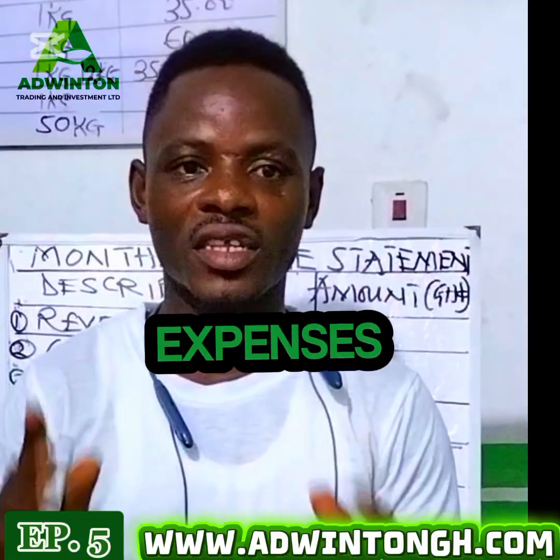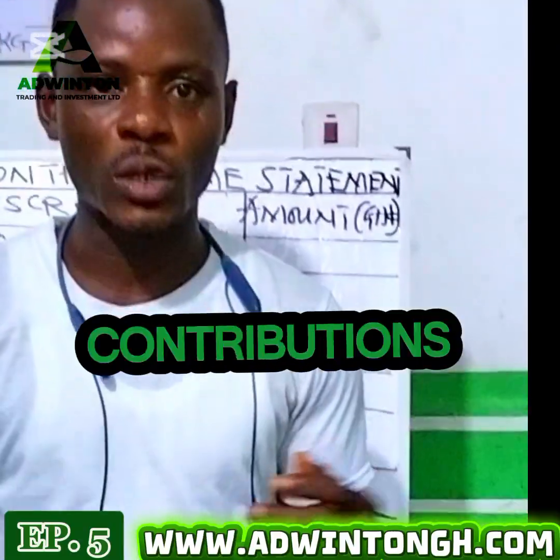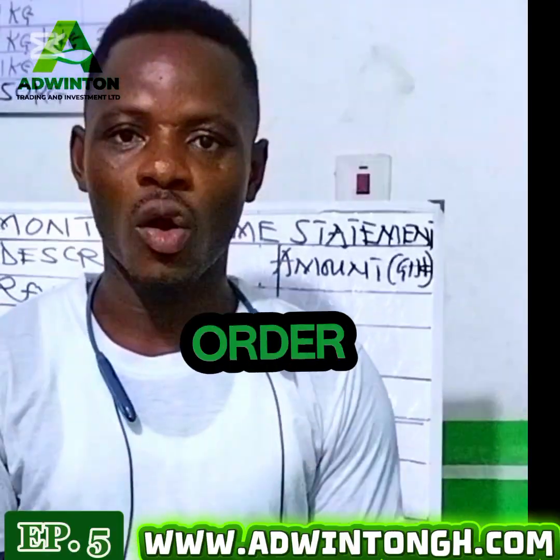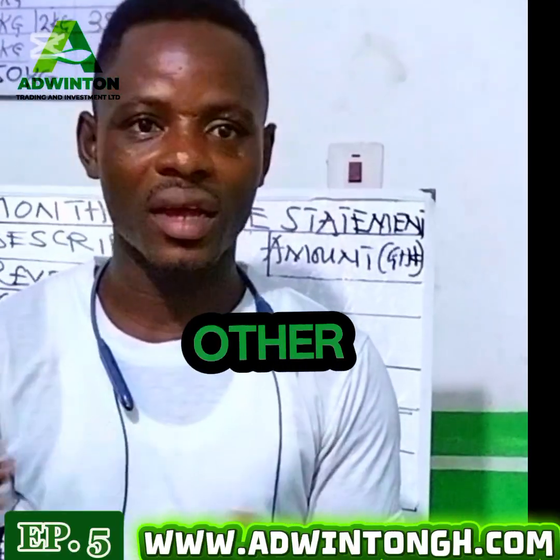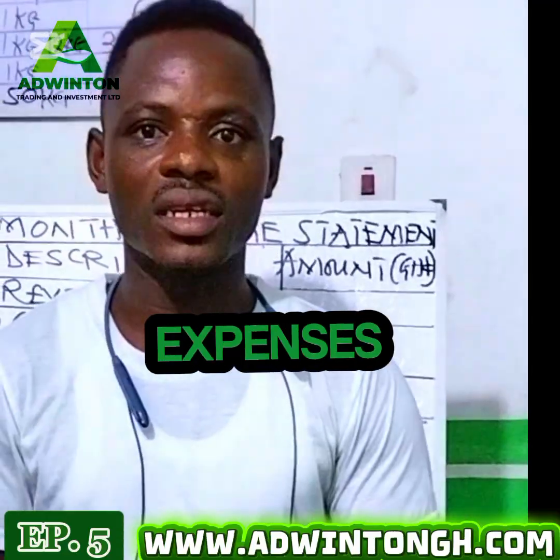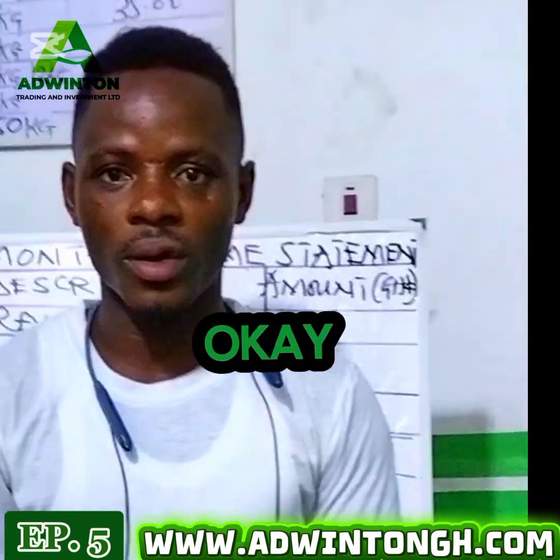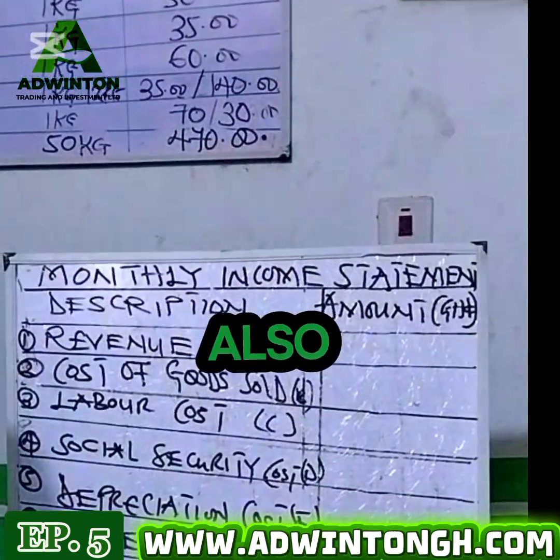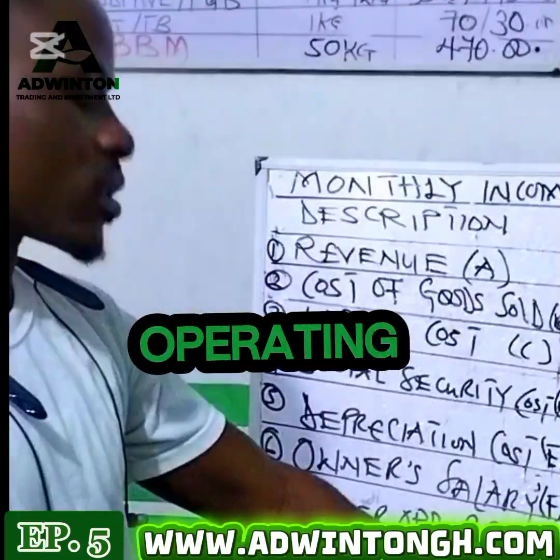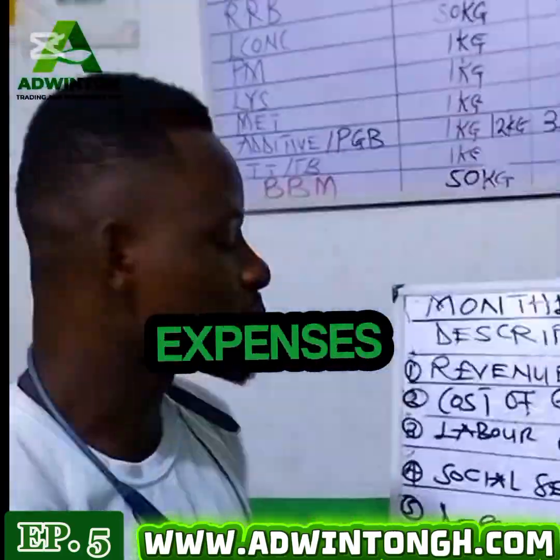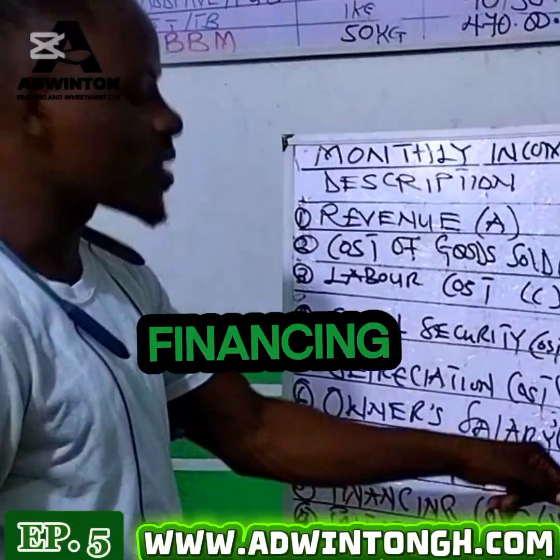any overhead expense that you pay, maybe business permits, contributions that you make, any other overhead expense, when you buy other stuff, administration expenses, all these expenses that you incur within the month. So you have to also calculate that one. So you have to keep records of these operating or administration expenses. Yeah. So we have what we call the financing cost.